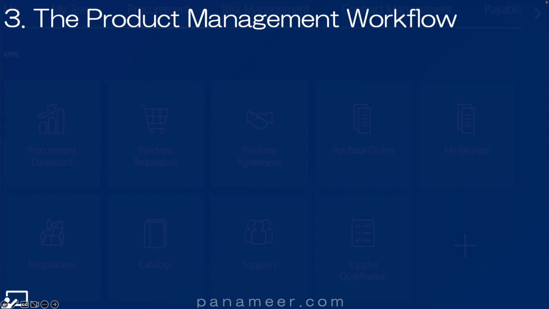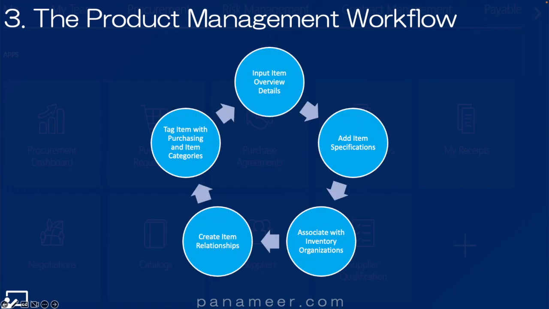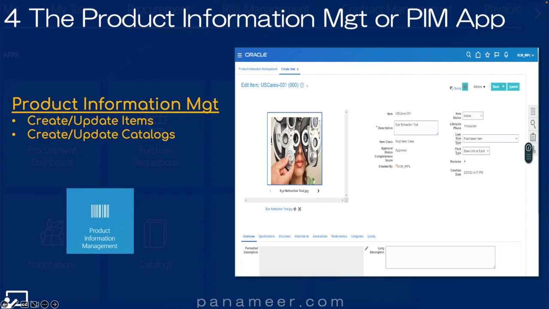Slide 3, the product management workflow. This diagram gives us a quick listing of the steps and sequence of the product management functional area. Slide 4, product information management or the PIM application. This application allows the material management group or department to create and manage transactional items. Click the link above to watch a quick video explaining the PIM application.